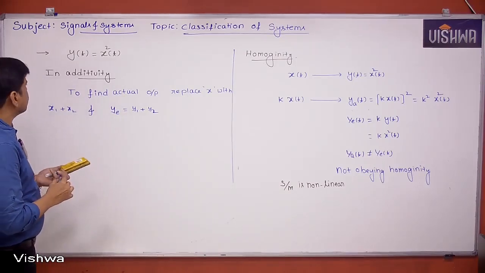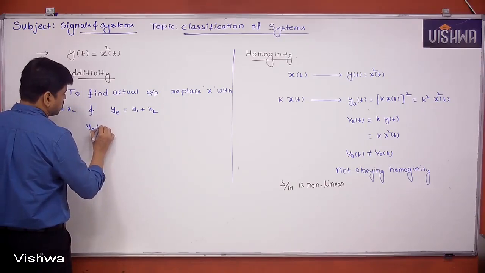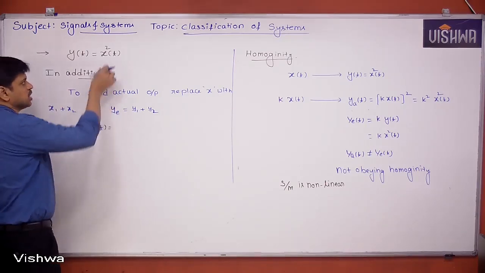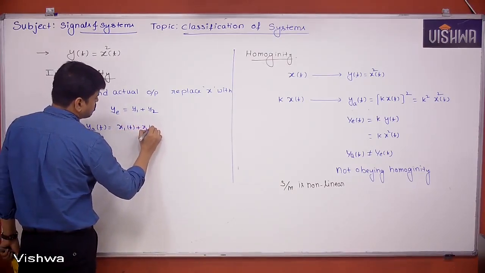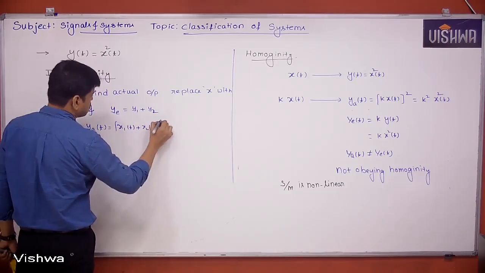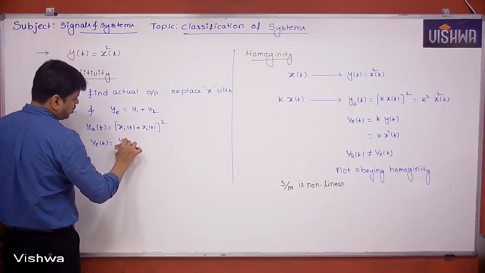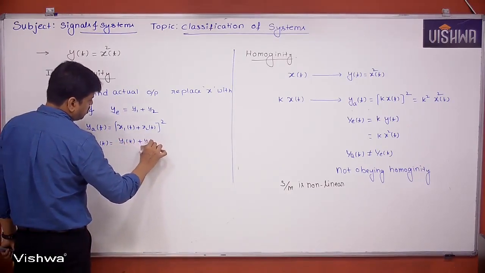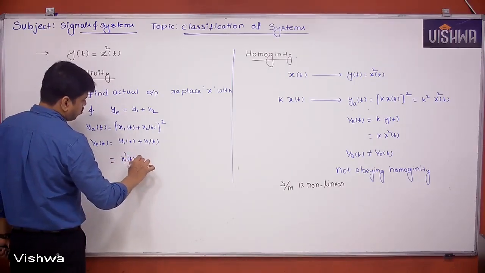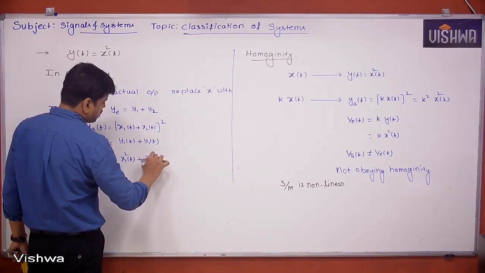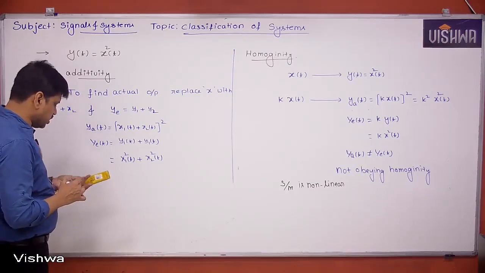Now see here, for this example only I am doing it. Additivity, what is the actual output? Replace x with x1 plus x2. Then it is going to be x1 of t plus x2 of t whole square. Next, expected output is equal to y1 of t plus y2 of t. y1 of t is nothing but x1 of t square, y2 of t is nothing but x2 of t square. So by comparing them, they are not equal. I hope you understood how to calculate actual output and expected output.